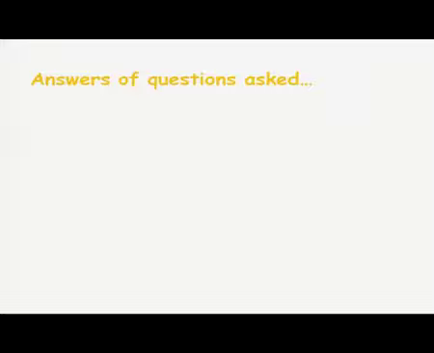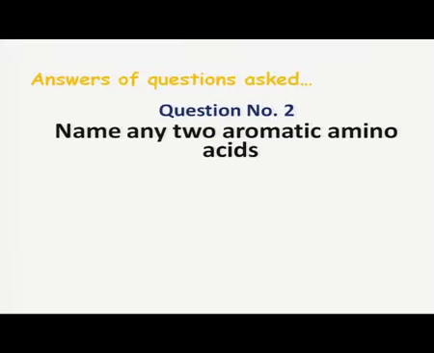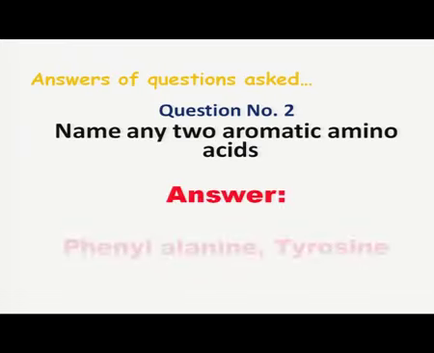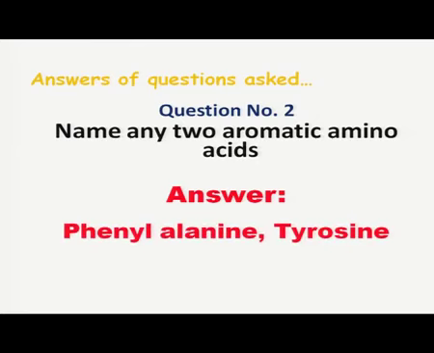Okay. My second question was, name any two aromatic amino acids. Aromatic, as the term indicates, means which gives smell. The two types of aromatic amino acids are phenylalanine and tyrosine.